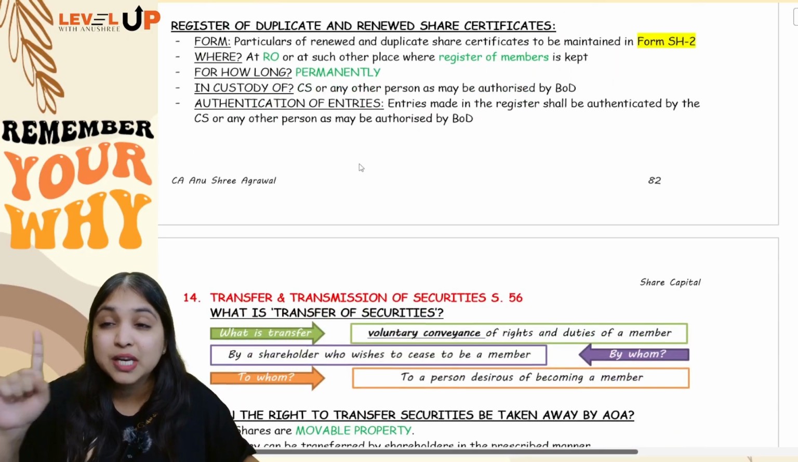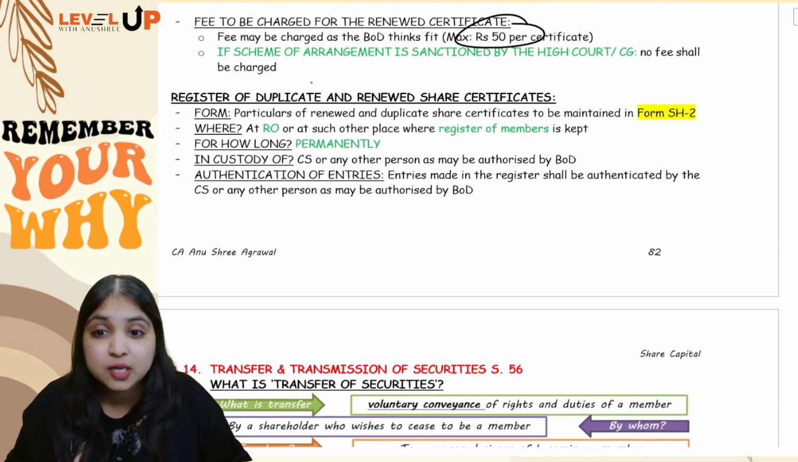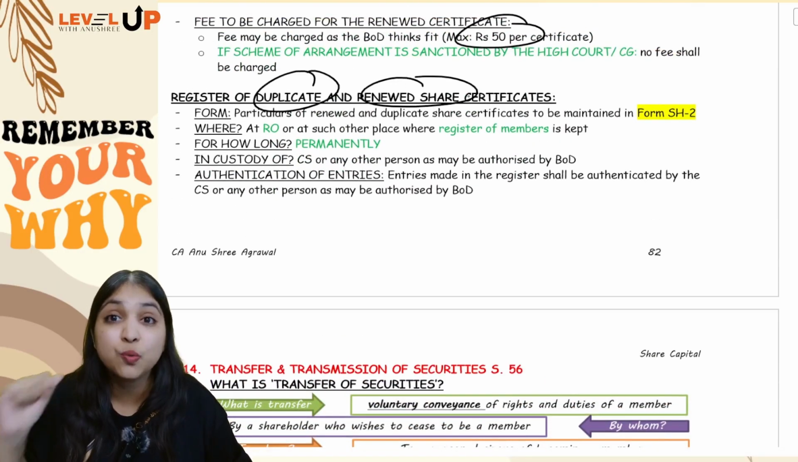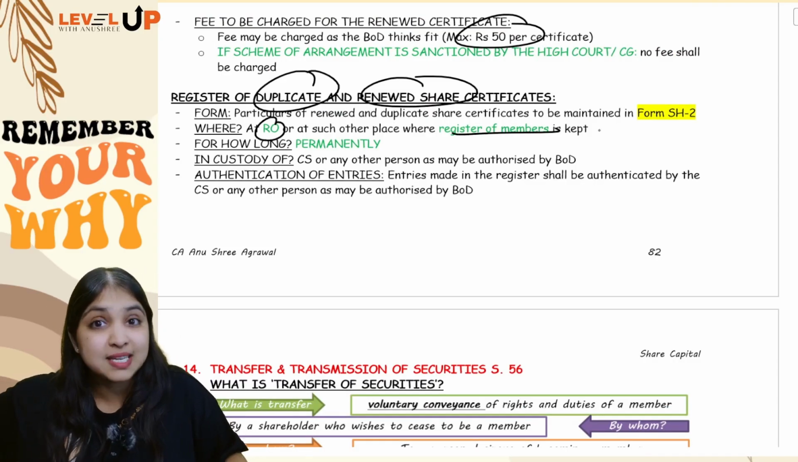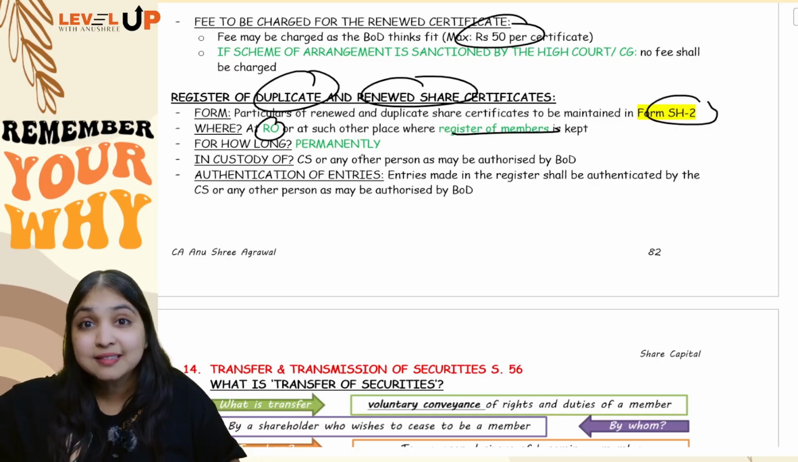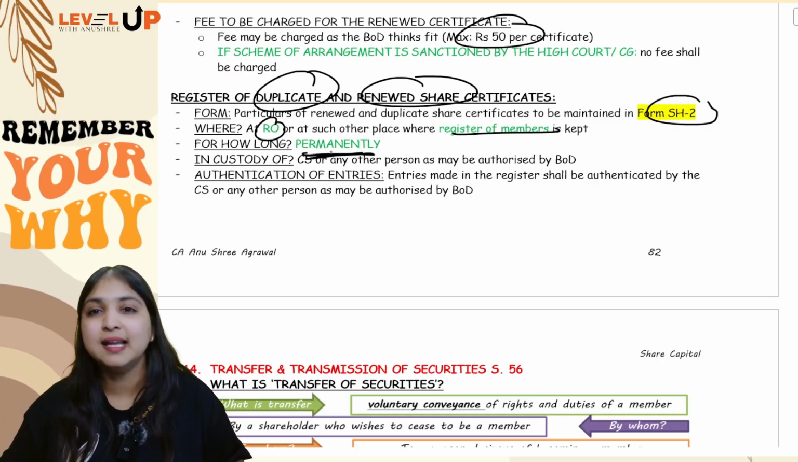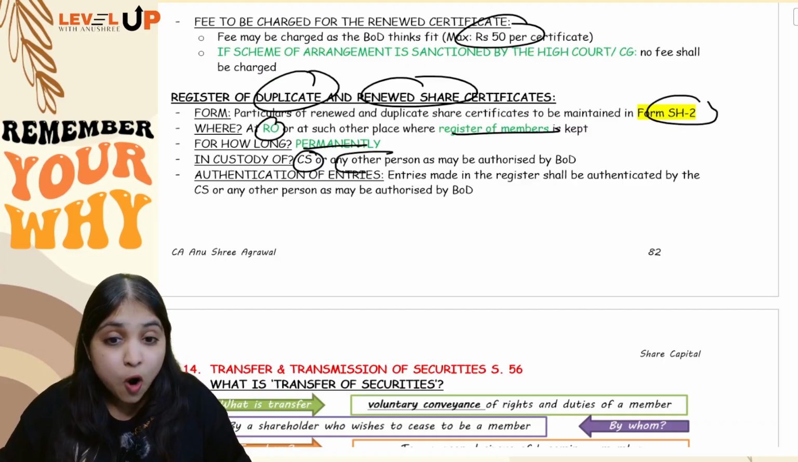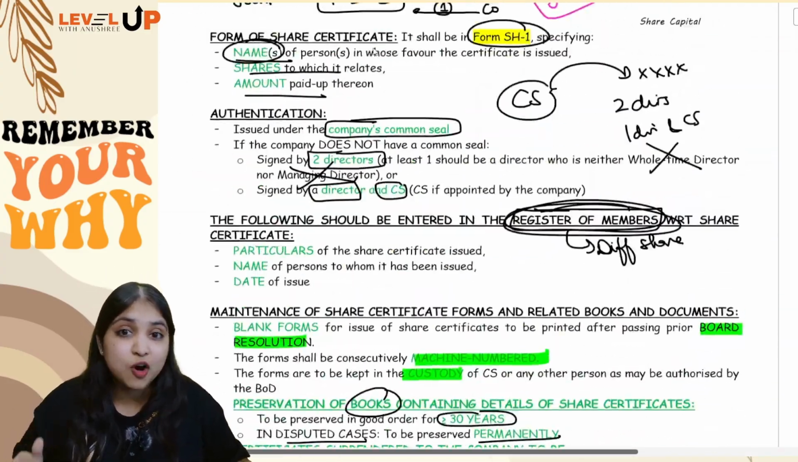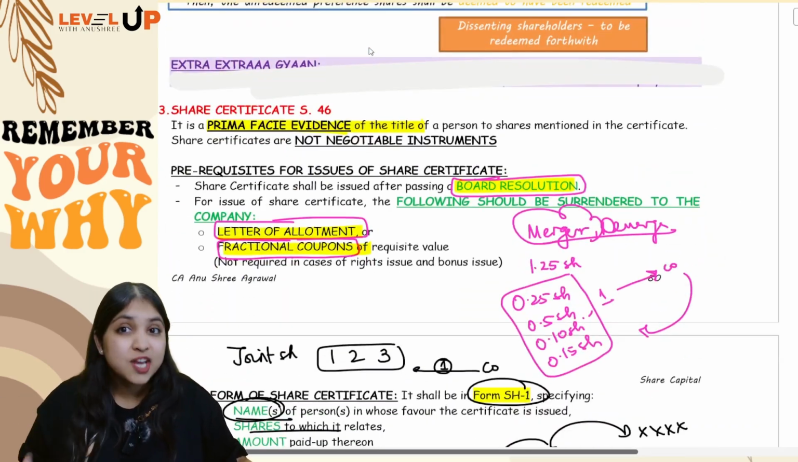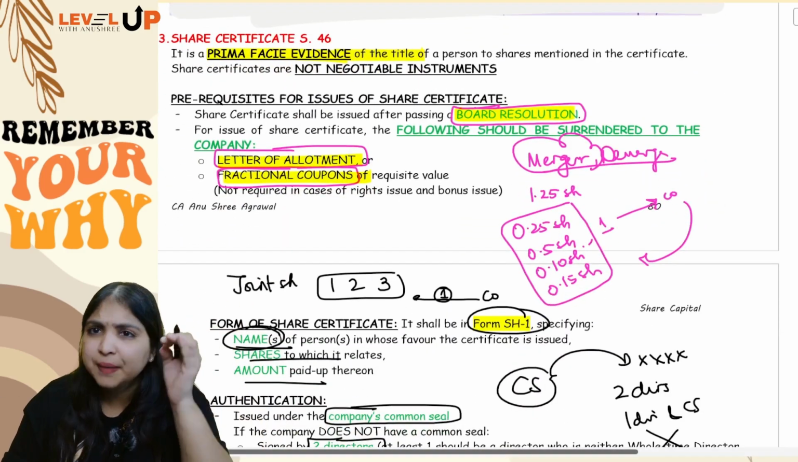Then we discussed the company will keep a separate register, a register of duplicate and renewed share certificates, either at the registered office or wherever the register of members is kept, in form number SH2. This register has to be preserved permanently in the custody of the company secretary or any other person authorized by the board of directors. So this was section 46, guys, a big section about share certificates, and now just highlighting some important points.